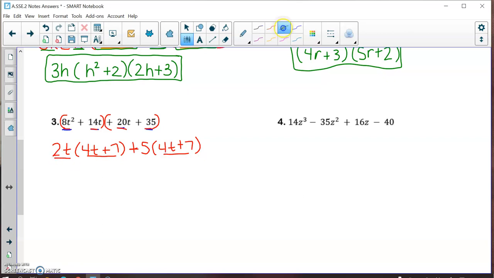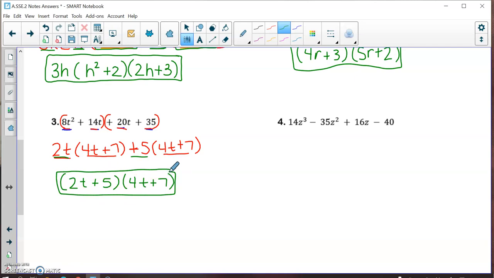So one of your binomials is going to be the stuff on the outside of parentheses, which is a 2t plus 5. And your other binomial is just one set of your parentheses, which is a 4t plus 7.